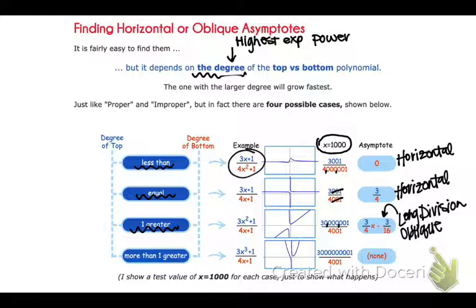Now, if it's more than 1 greater, we have like an even bigger number up top here. That's like, what, 30,000 or something? Or 300? That might be 3 billion.